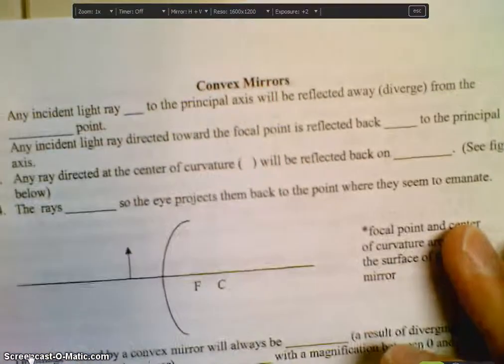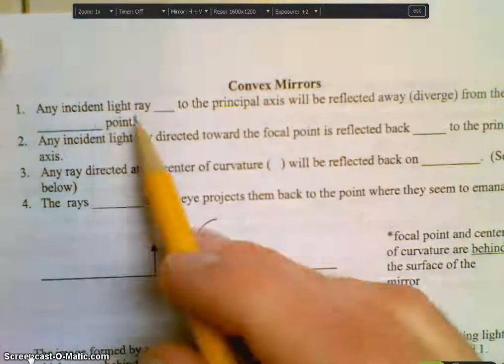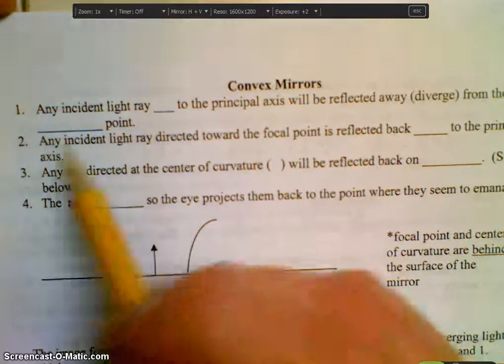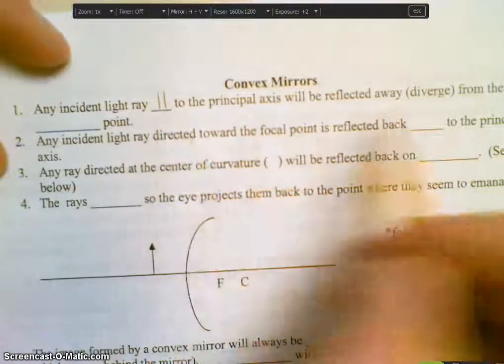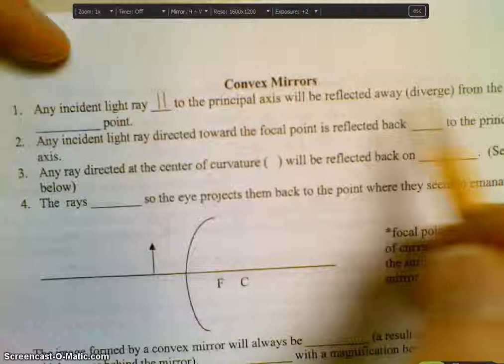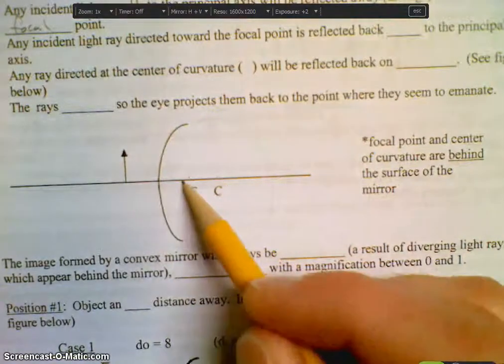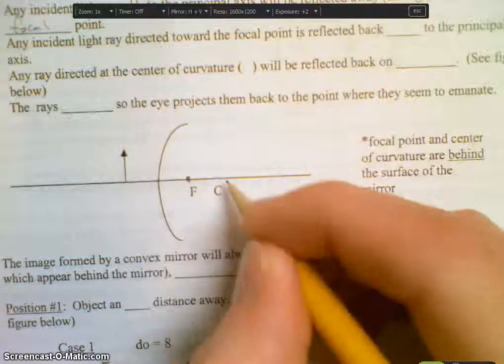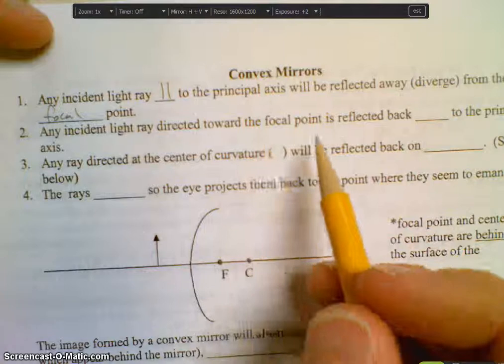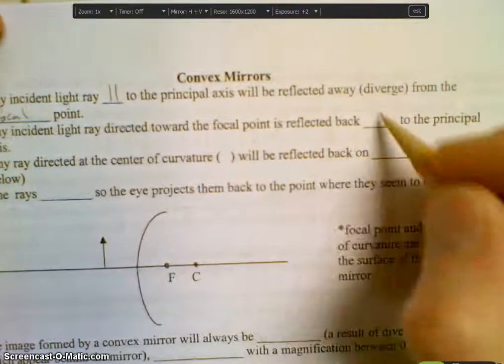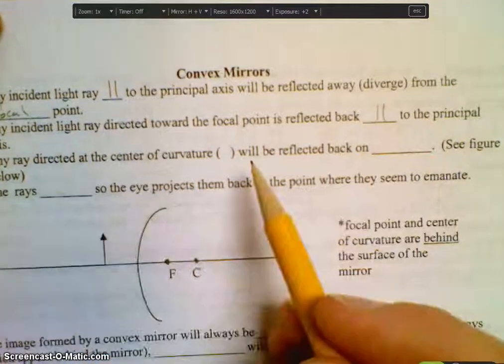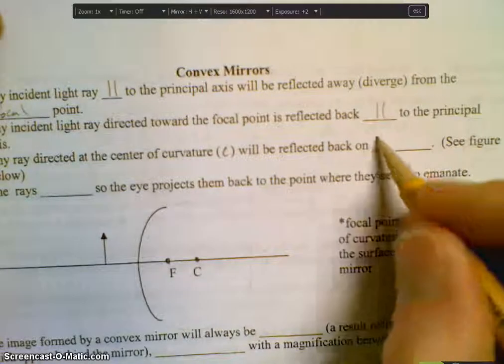Let's look at convex. So we have some rays that we have. Any incident light ray that is parallel to the principal axis is reflected away from the focal point. And again, if you look at our diagram, the focal point and center of curvature are now behind this, because if this were a circle, our center of curvature would be here and our focal length is just halfway between. Here's my focal point, here's my center of curvature. Any incident light ray directed toward the focal point is reflected back parallel to the principal axis. Anything directed toward the center of curvature reflects back on itself.